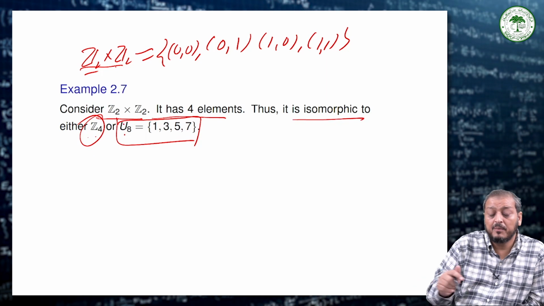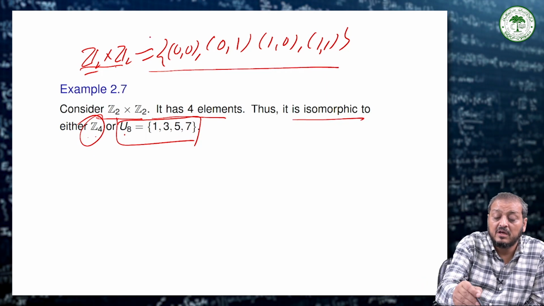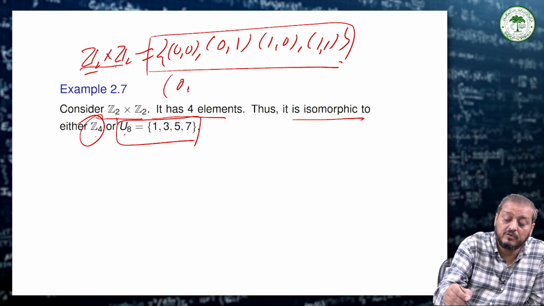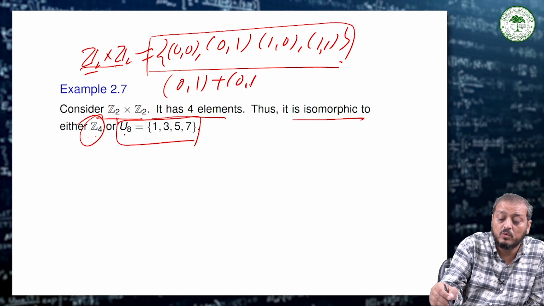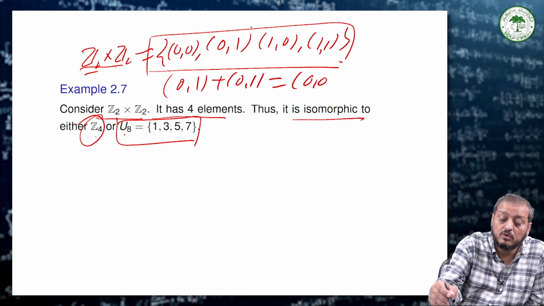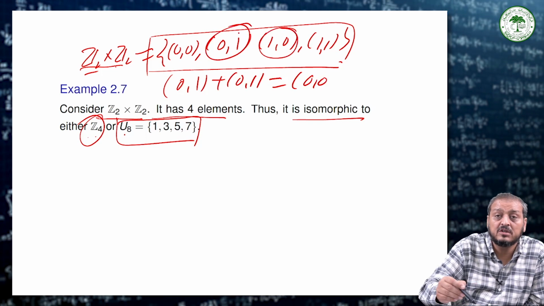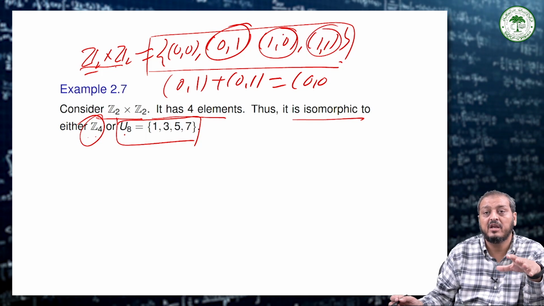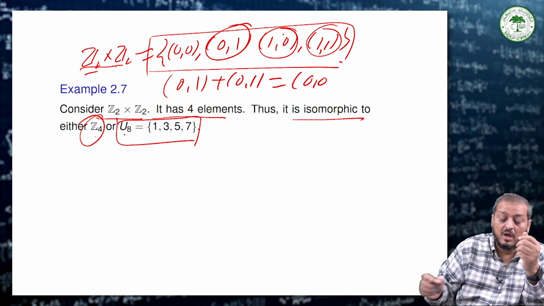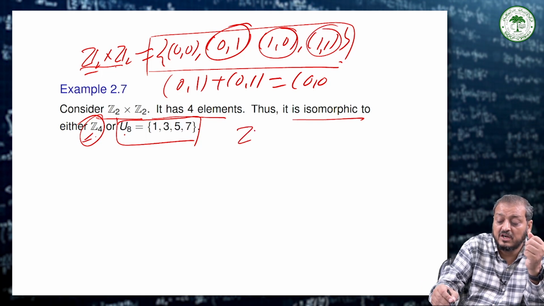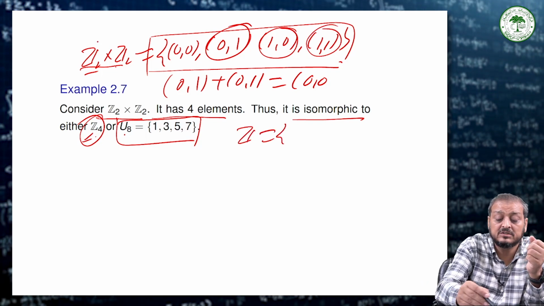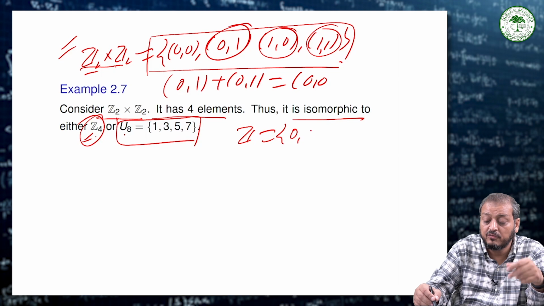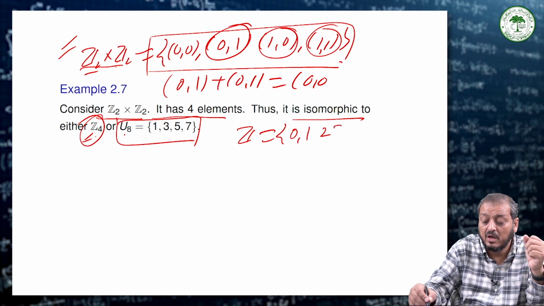Now we see that if you find the order of each element, for example (0,1), it is 2, the order of this is 2, and the order of this is 2. So this means there does not exist any element whose order is equal to 4. But in Z4, the elements are 0, 1, 2, and 3. Z2 cross Z2 is also not cyclic.